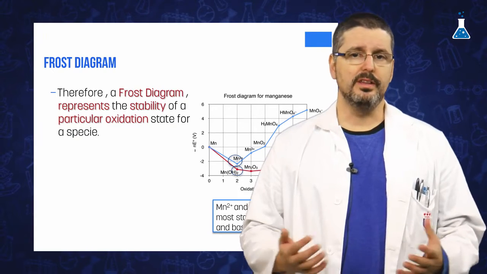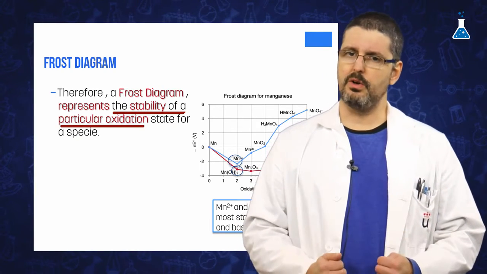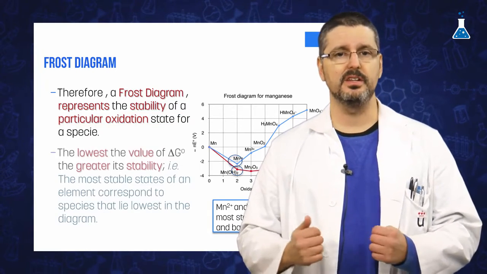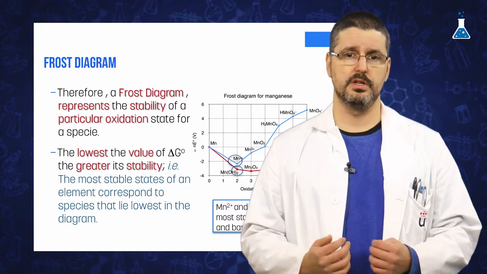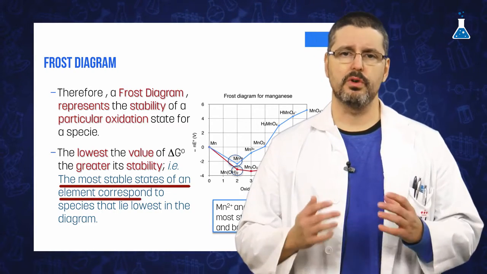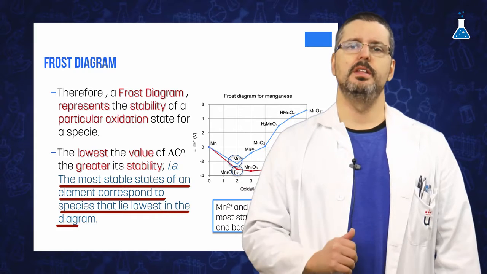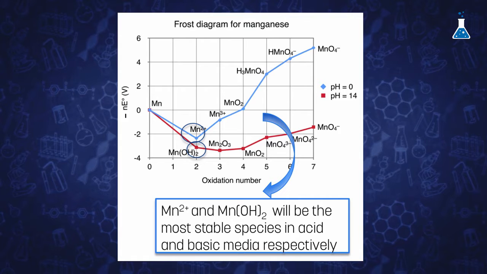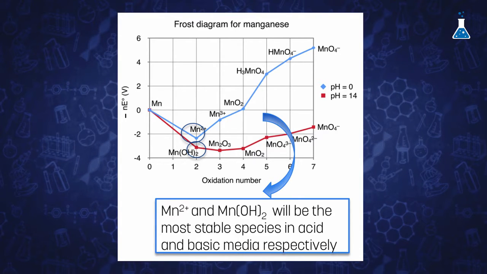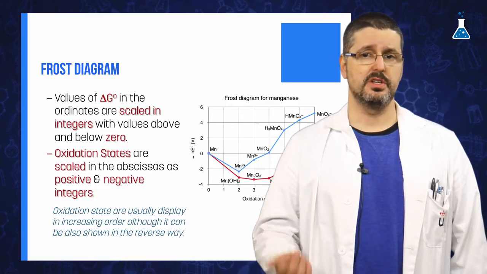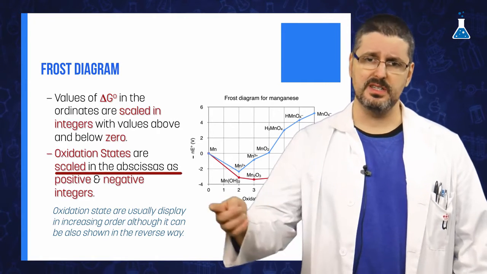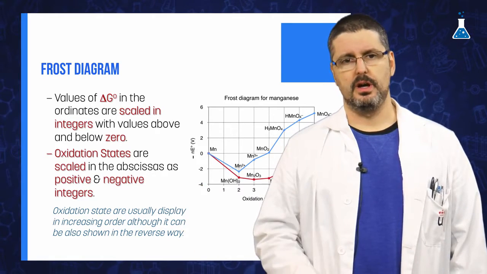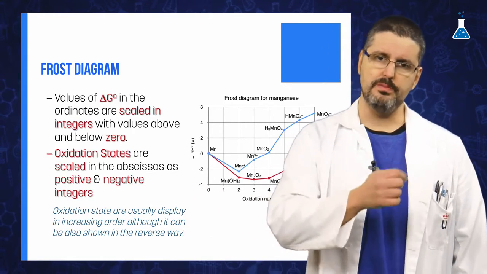That representation will indicate to us the stability of a particular oxidation state of an element, since the lower the value of the free energy, the greater its stability. In other words, the most stable state of an element corresponds to the species that lies lowest in the Frost diagram. The values of free energy change on the ordinate are scaled in integers, with values above and below 0, whilst oxidation states are scaled on the abscissa as positive and negative integers, usually in increasing order, although they can also be shown in the reverse way.